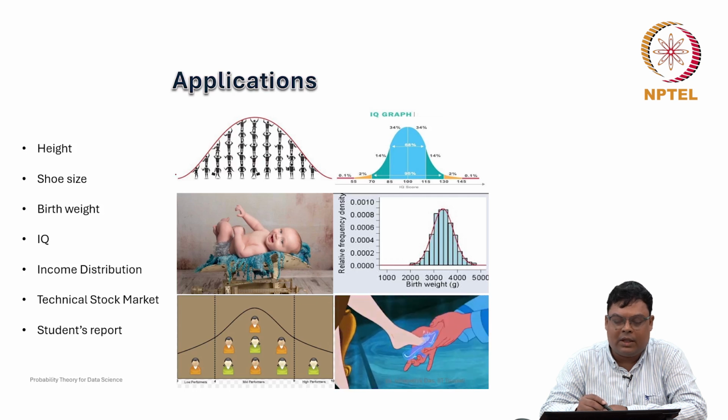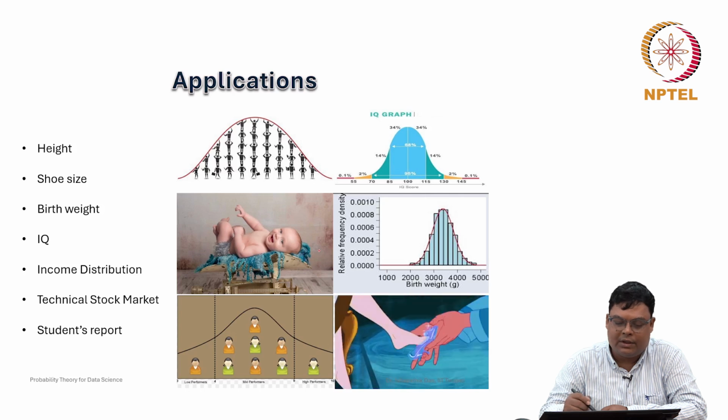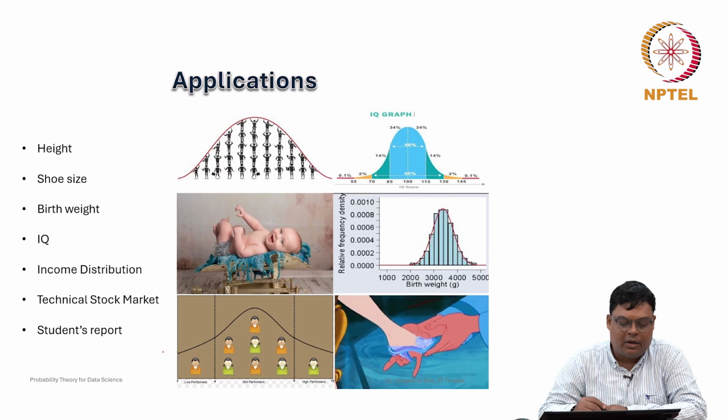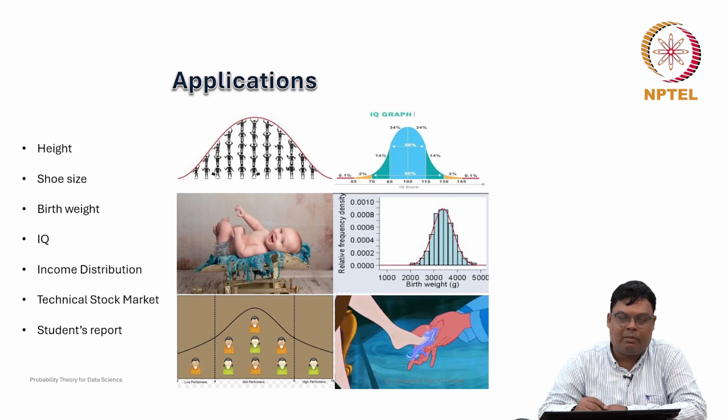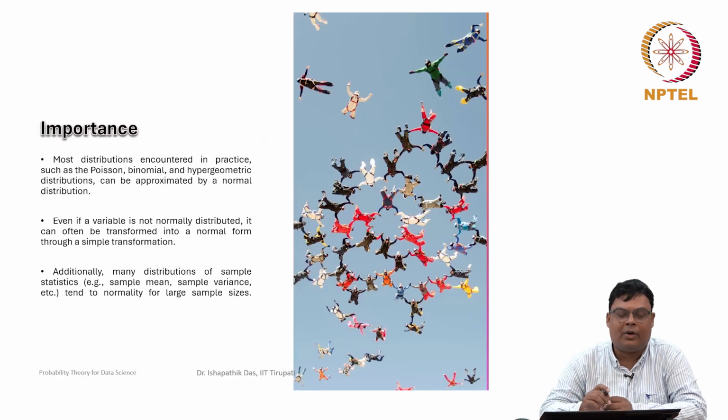So, this looks like it is increasing then decreasing, symmetric around some point. Similarly, IQ graphs, shoe size, birth weight, income distribution, stock market and student reports: usually if you do the grading of students and look at their performance with respect to marks, you will see that whenever data is large, it will follow a normal distribution. It is very important because most of the distributions encountered in practice, such as Poisson, binomial, hypergeometric, or exponential, can be approximated by a normal distribution.